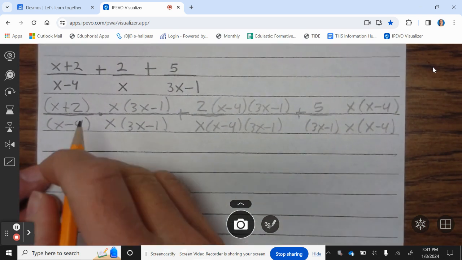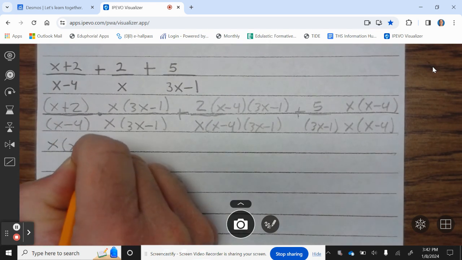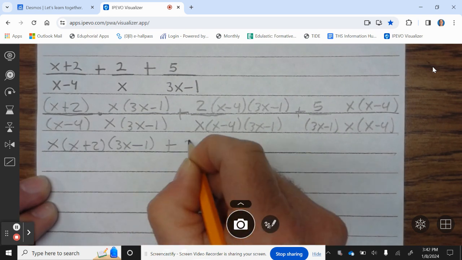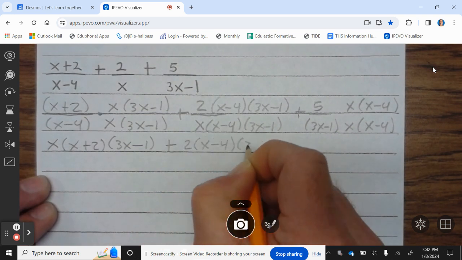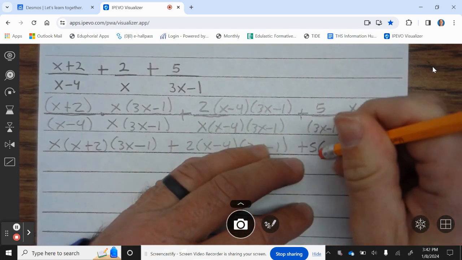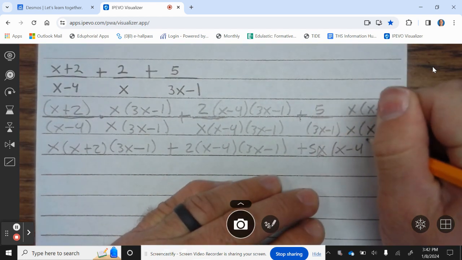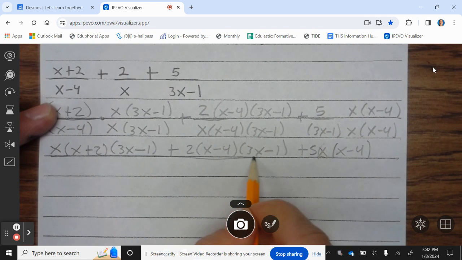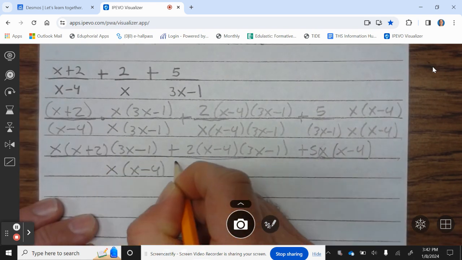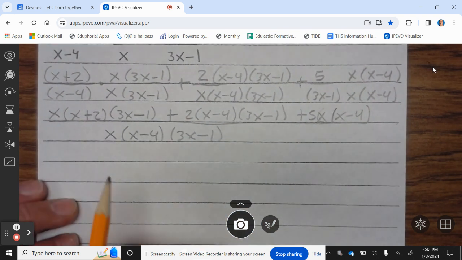Okay, so then let's go ahead and put the x in front. X times x plus 2 times 3x minus 1 plus 2 times x minus 4 times 3x minus 1 plus 5 times x times x minus 4, divided by, now we have the same denominator, x times x minus 4 times 3x minus 1.